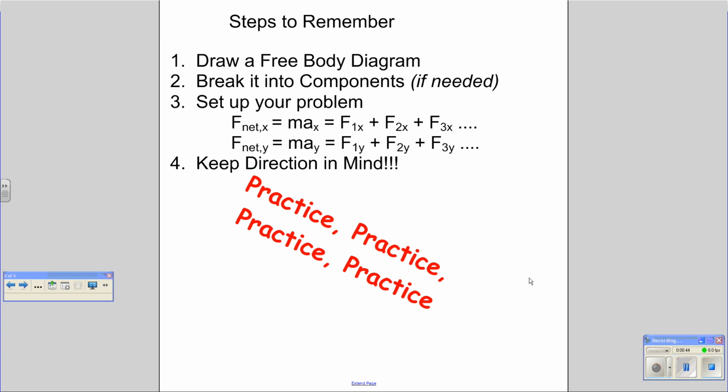So the steps for solving Newton's second law problems, so problems where your object is accelerating, are the same kind of steps that you did before. You're going to draw a free body diagram. Always draw a free body diagram. Break it into components. Remember, we got to keep x and y separate. Set up your problem. Okay? Sum of your forces in the x direction, sum of your forces in the y direction. The big difference is, rather than equal 0, because it is accelerating, it equals ma. And make sure you keep directions in mind, adding and subtracting forces.